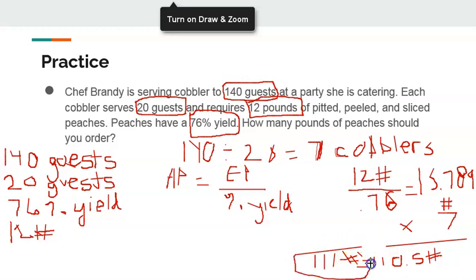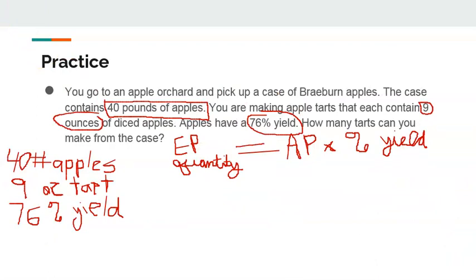So for this practice question, it says you go to an apple orchard and pick up a case of Braeburn apples. The case contains 40 pounds of apples. You are making apple tarts that each contain 9 ounces of diced apples. Apples have a 76% yield. How many tarts can you make from the case?